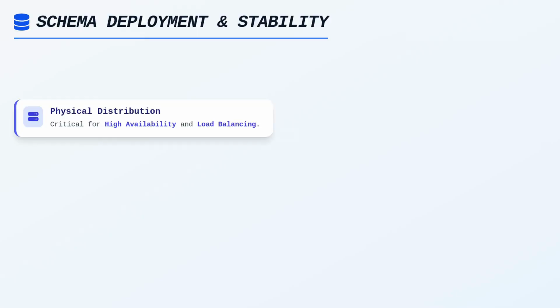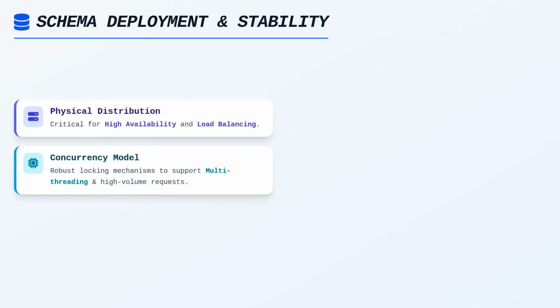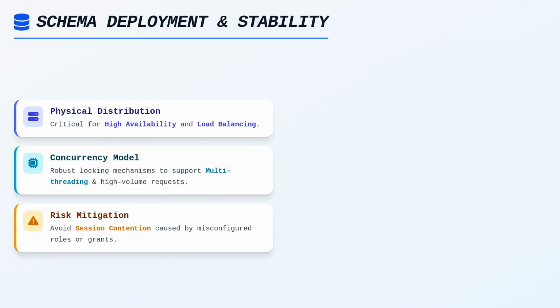When analyzing the schema from a broader deployment perspective, we realize that the physical distribution of these objects is critical for high availability and load balancing. The database must be configured to support multi-threading at the application tier, which means the locking mechanisms and concurrency models within the schema must be robust enough to handle high-volume, simultaneous requests. Misconfigurations in the schema roles or inadequate object grants can lead to session contention, effectively stalling the batch processes that run at the end of the day or beginning of the day.